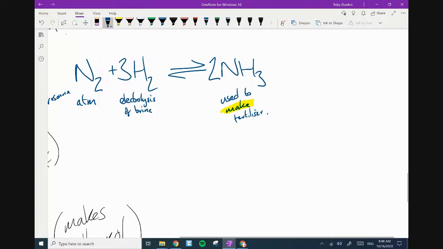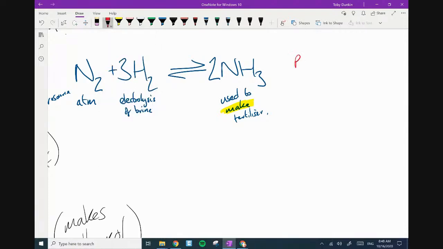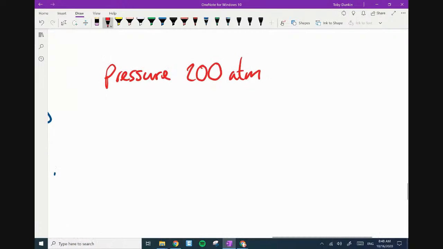Right. So it's used to make fertilizer. The conditions, you want to switch to red on this one. You just got to know these guys. The pressure for this is 200 atmospheres. Holy moles, guys, that's crazy.